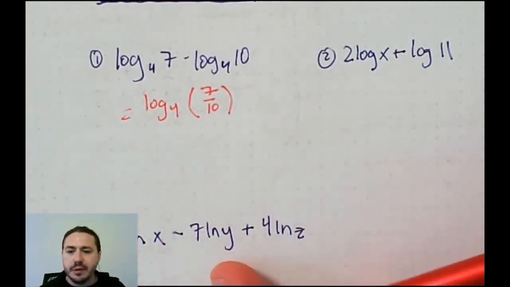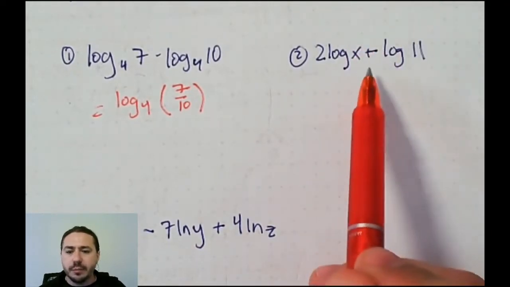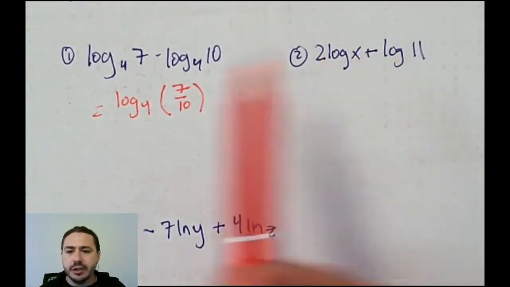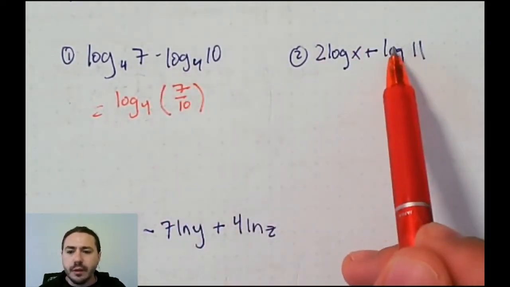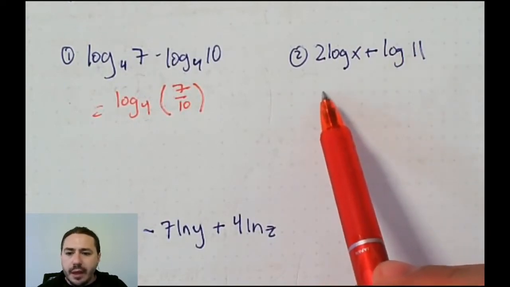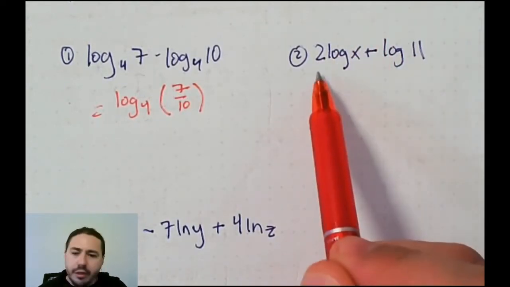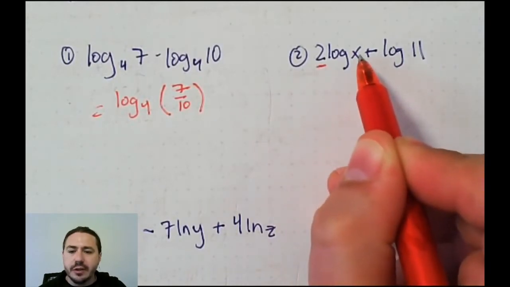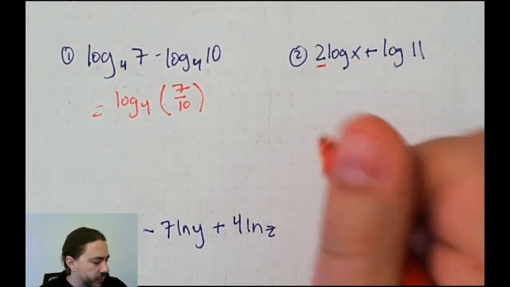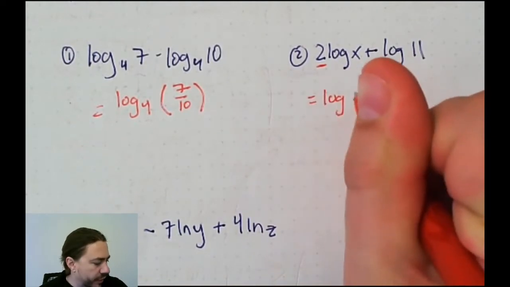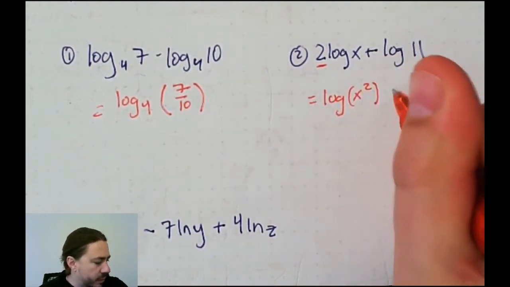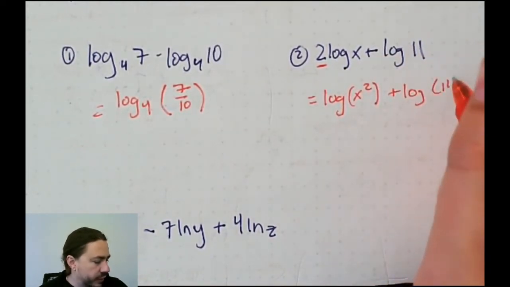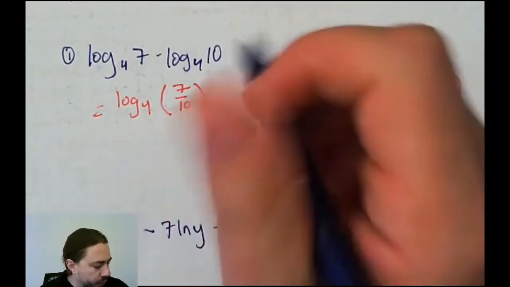Number 2 is similar. We'll use the product property here because we've got addition instead of subtraction. The other thing to notice here is that we've got this coefficient of 2 on the log x. So we're going to take care of that first and rewrite this as log of x squared plus log of 11. Kind of got a little sloppy with my parentheses again.